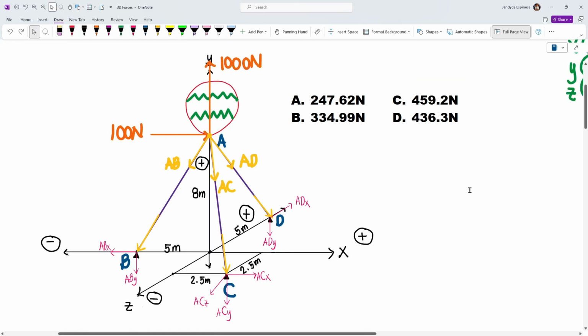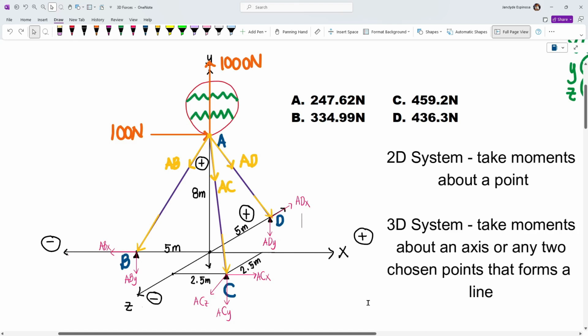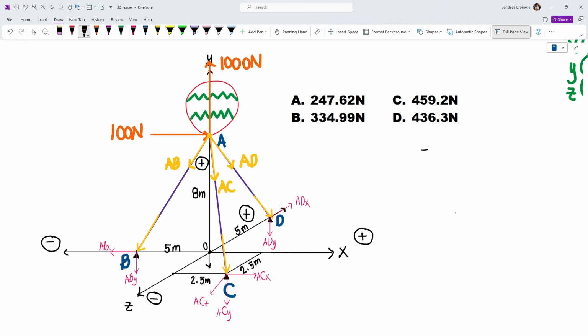Now for 2D systems, we need to take moments about a point to obtain the reactions of our system. However, for 3D systems, we need to take moments about an axis. You can choose any 2 points where you can take moments. Now we can label this point as point O. And so for my first equation, I can take moments about the Z-axis, and then we'll set this one to 0. Now this is our Z-axis.